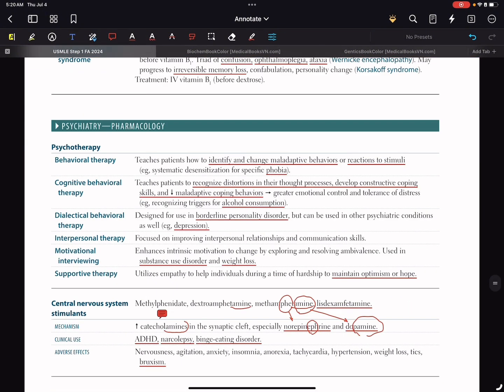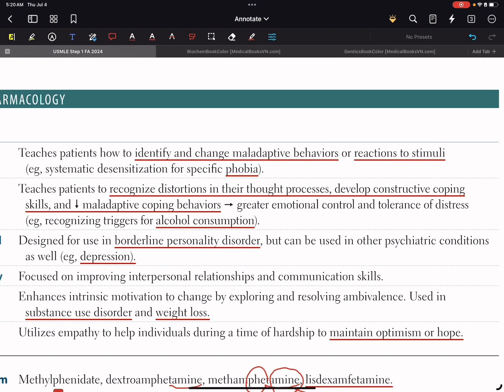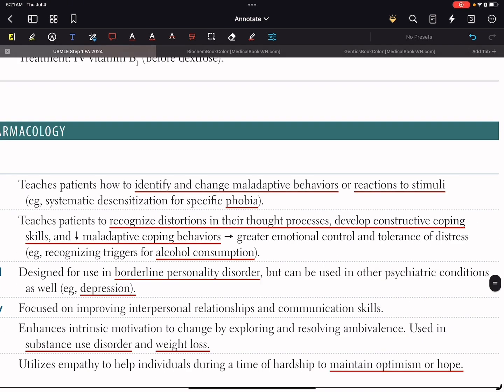Starting with pharmacology of psychiatry. First of all, we go through the psychotherapy: behavioral therapy, cognitive behavioral therapy, and so on. Behavioral therapy teaches patient how to identify and change maladaptive behaviors and reactions to stimuli. So it is identify and change maladaptive behavior. Systematic desensitization for specific phobia.